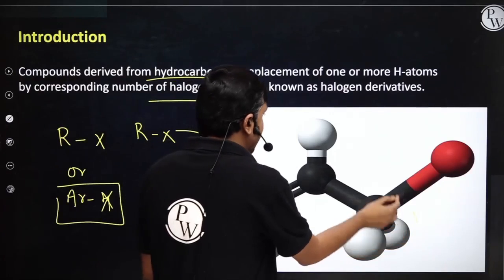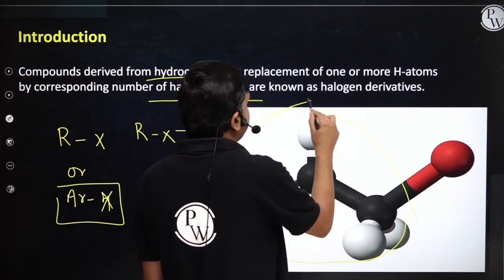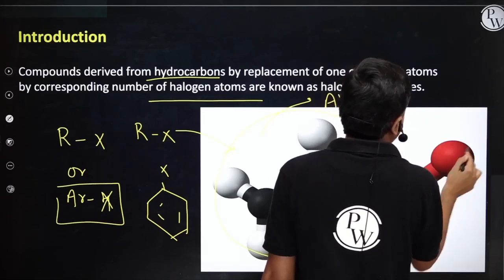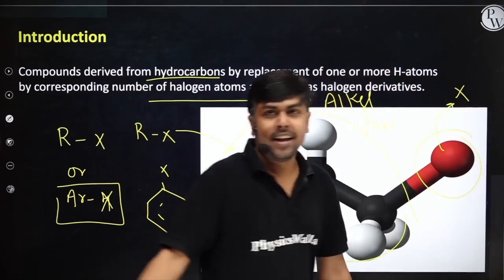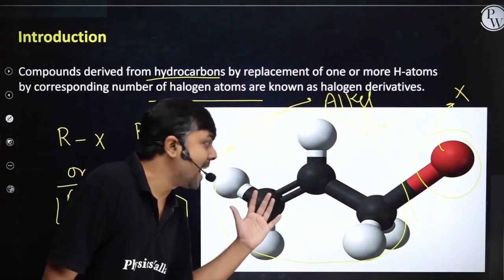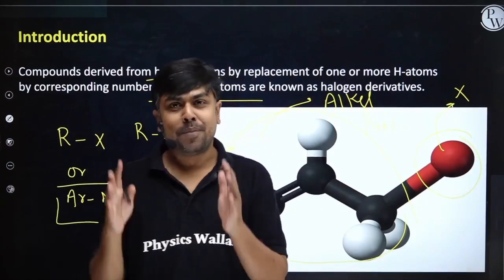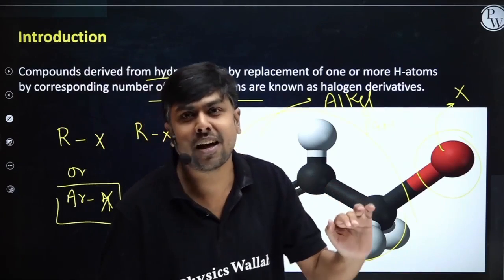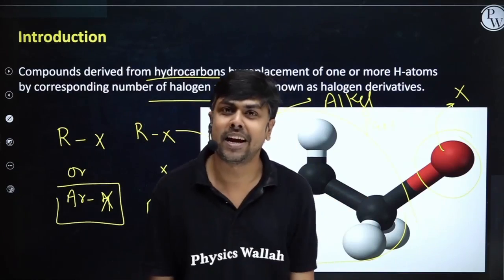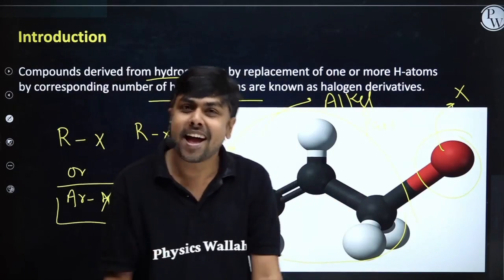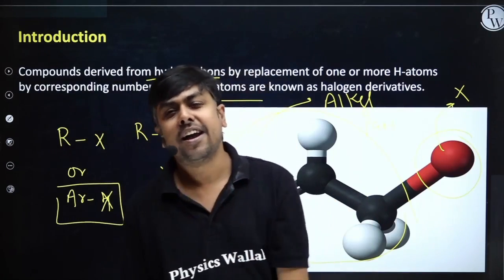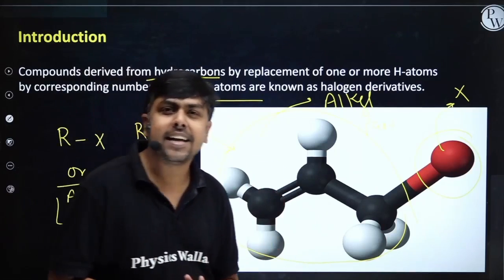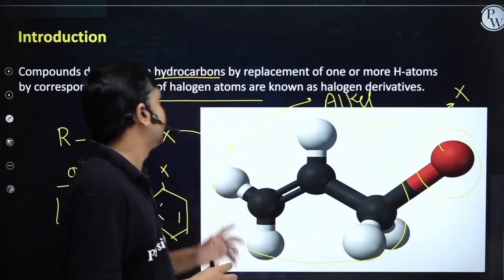As you can see here, this is my alkyl part whereas this one is your halogen atom, right? RX, or it may act as Ar-X. So basically they are simply the hydrocarbon where hydrogen atoms are replaced by halogen atoms. The compound obtained is referred to as alkyl or aryl halide. Now let's talk about the different types of alkyl and aryl halides.